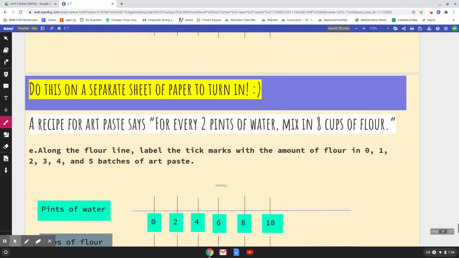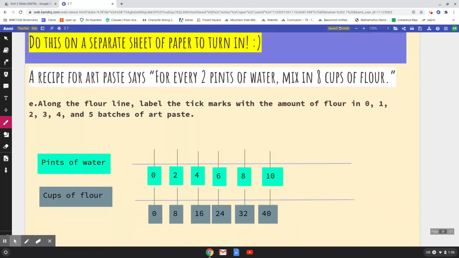All right, so now on your separate sheet of paper, you're going to draw your cups of flour. So along the flour line, you're going to put batches 0 through 5 for the flour. So the flour is here. And with the flour, you're doing it times 8 every time. So this one is 8, 16. I'm just counting by 8s as I make it. And I go up to 40.